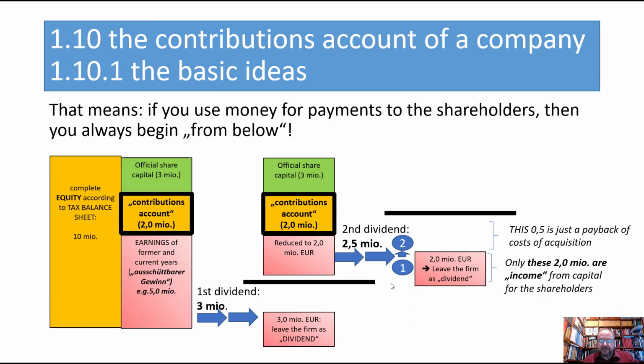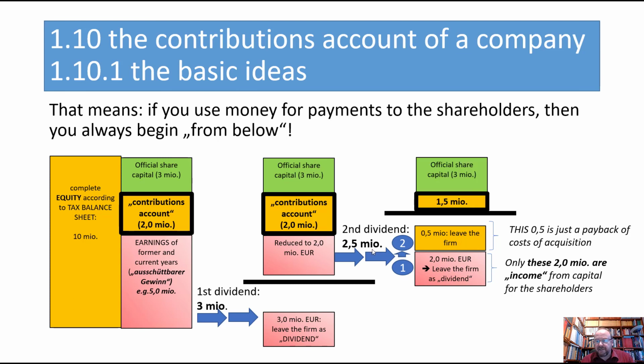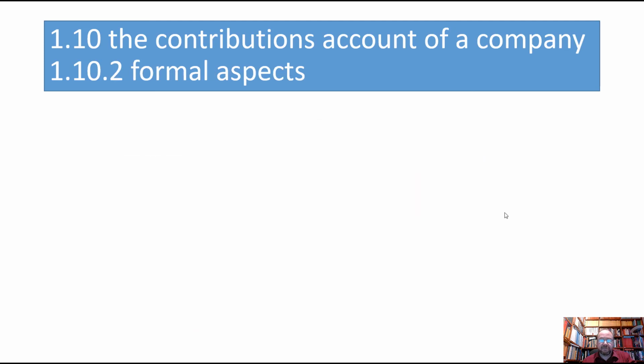Then in the second year, we distribute 2.5 million dividend. 2 million are taken from the retained earnings. Then the rest of 0.5 has to be taken from the contributions account, and the rest is remaining as share capital. The new account is 1.5 million contributions left, and the official share capital is also left over.